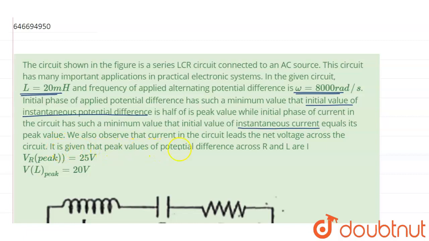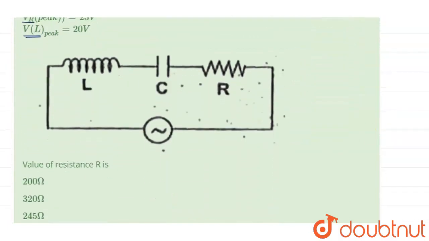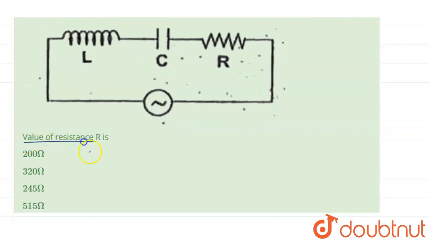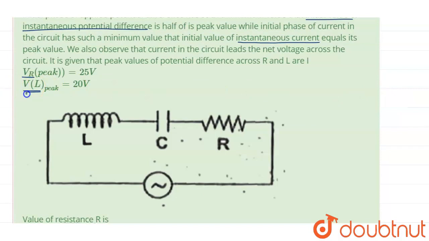It is given that the peak values of potential difference across R and L are given. So we have been given the peak voltages across the inductor and the resistor. Then we have to find out the value of resistance. So we have been given the value of peak potential difference across the inductor.